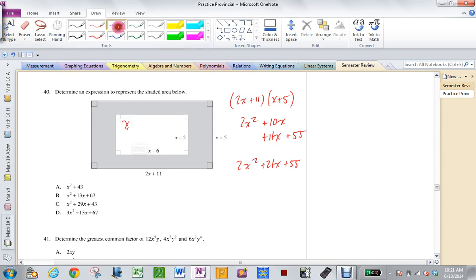This part is, of course, x minus 2 times x minus 6, which is x squared minus 8x plus 12. So that has been subtracted from over here. So I'm subtracting x squared. I am subtracting negative 8x, and I am subtracting positive 12. So 2x squared minus x squared is x squared. 21 minus minus 8 is 29, x, and 55 minus 12 is 43. There it is. Number 40C.